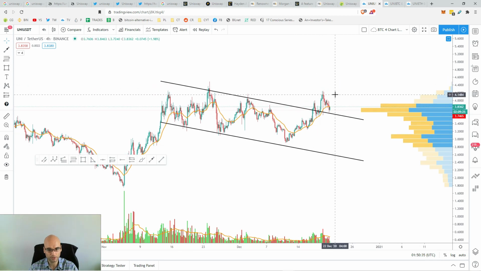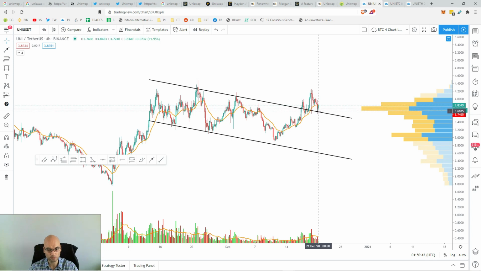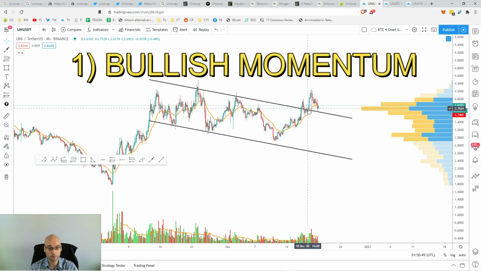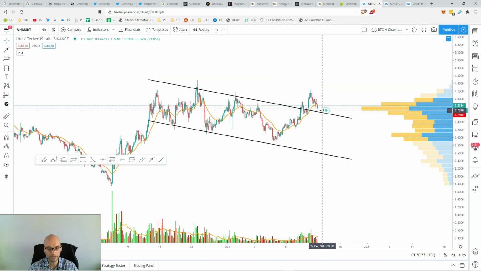And what's exciting about this is that we have broken out of it, and now we've come back to test it. And as you can see, it looks like we might be breaking out again. In other words, finding this as support and coming for the next move up. This is a really great time to buy. This means that not only have we seen bullish momentum, where we're coming out of a place where it was uncertain and we were trading within a range, but now we've come back and it gives you a much better price to get in.